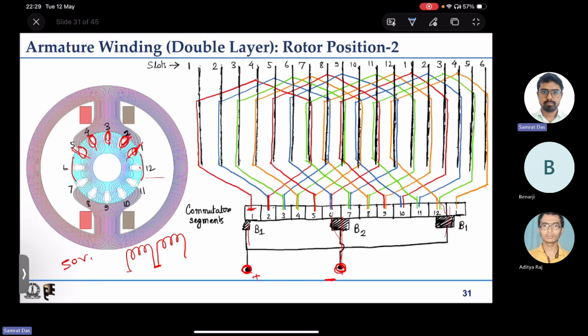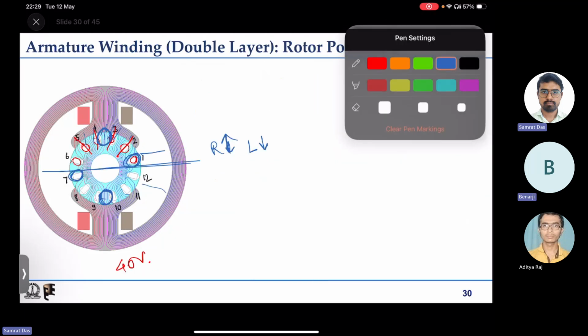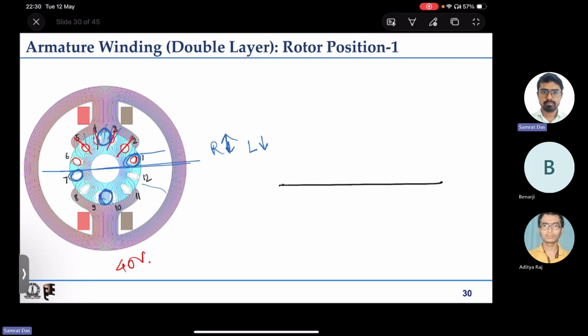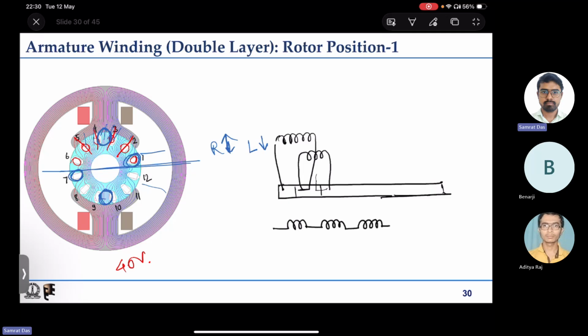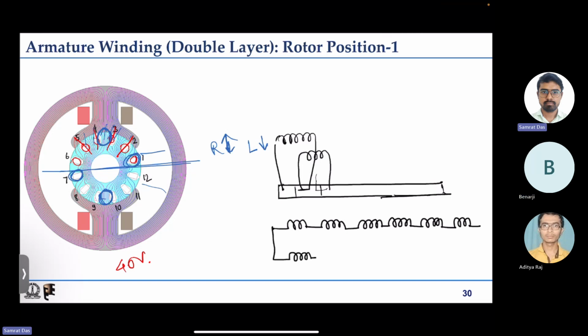But for example, if I consider from segment 1, this is one coil. This is in series to coil 2. This is in series to coil 3. This is clear, right? Yes, sir. So finally it is like coil 1, coil 2, coil 3, coil 4, coil 5, coil 6. Now we'll have the other parallel path.